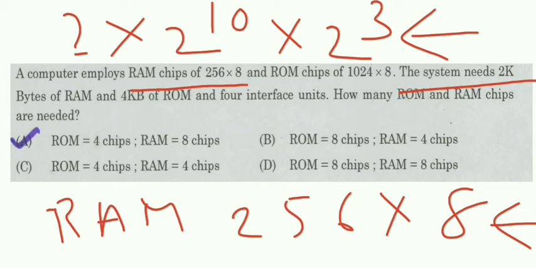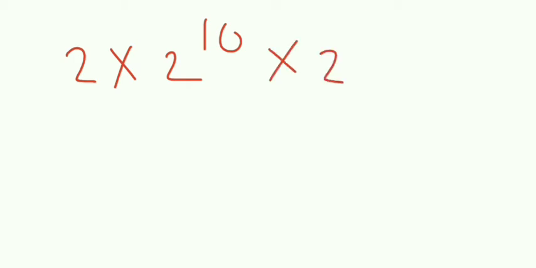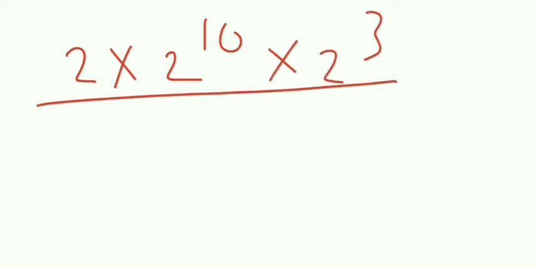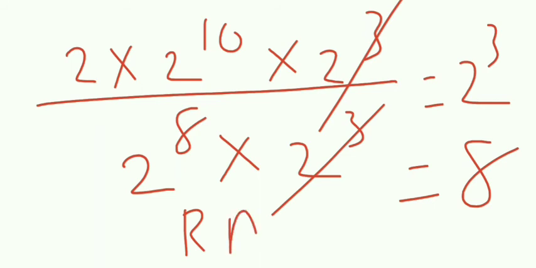So what we have to do? We have to divide this by 256 by 8. We need 2 into 2 power 10 into 2 power 3 storage, but what we have is 256 by 8. 256 is nothing but 2 power 8, and 8 means 2 power 3. So this cancels; it is 2 power 11 by 2 power 8, that is 2 power 3, which is equal to 8. So how many RAMs are required? We need 8 RAM chips. That is the first point.